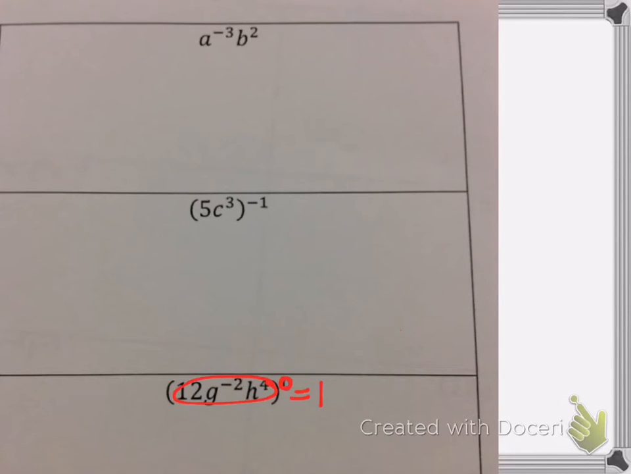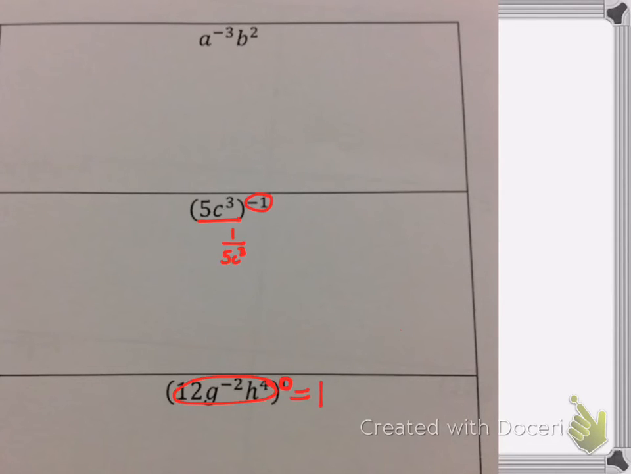Working back up our page here, we have some stuff right here where we have 5c cubed to the negative 1 power. The negative 1 tells me to move it to the bottom of a fraction. All of this stuff is raised to the negative 1 power, so I'm going to have 1 over 5c to the third power.